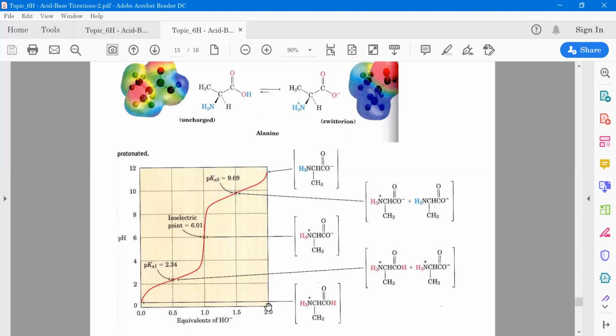Finally, when we've added a full 2 equivalents, now we have neutralized both protons, the one that used to be here and the one that started out as an NH3 group at the other end of the molecule here. And so all that's left now is a deprotonated alanine, a deprotonated amino acid, that's referred to as an alanate ion because of that complete neutralization.